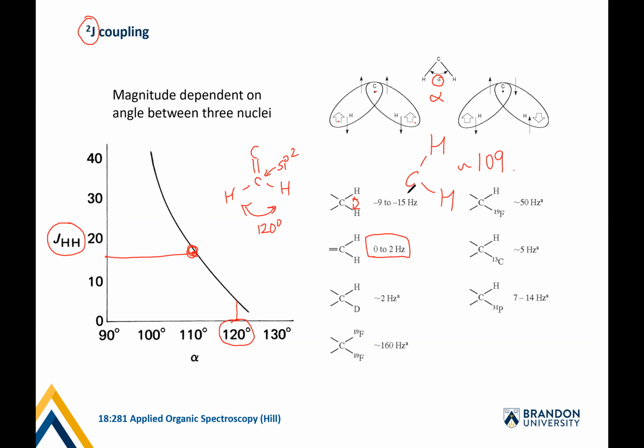This negative sign for the coupling is just a consequence of Dirac's model, where you can actually have negative numbers, but we don't count that. We would just say 9 to 15. So for two protons, it's around 9 to 15 hertz. Geminal couplings between two protons on the same carbon tend to be quite large because 15 is one of the higher values that we will see.